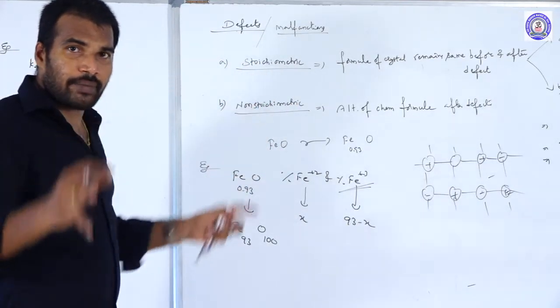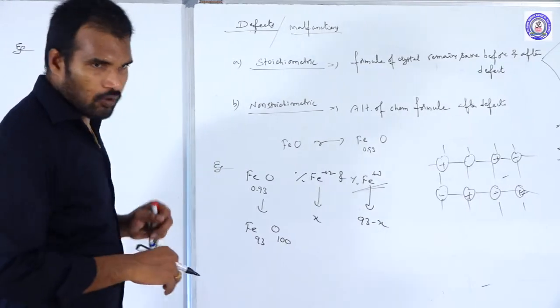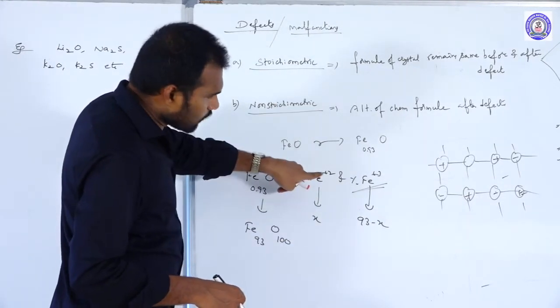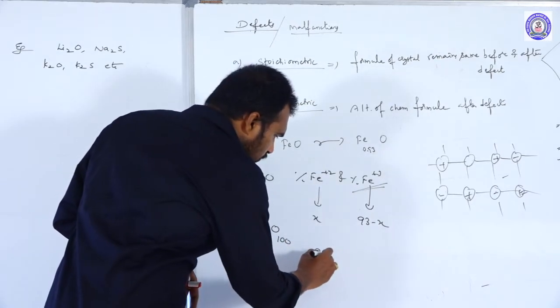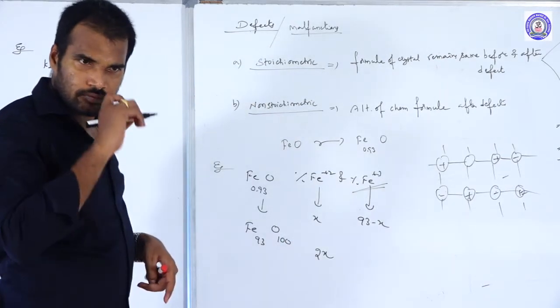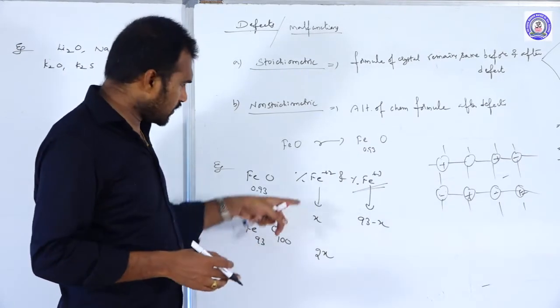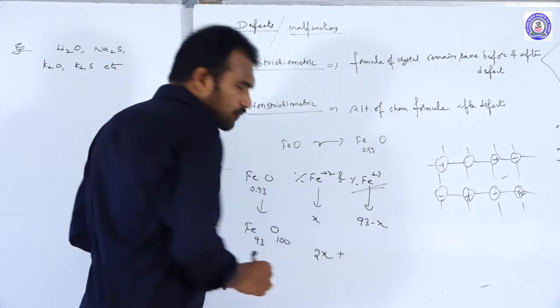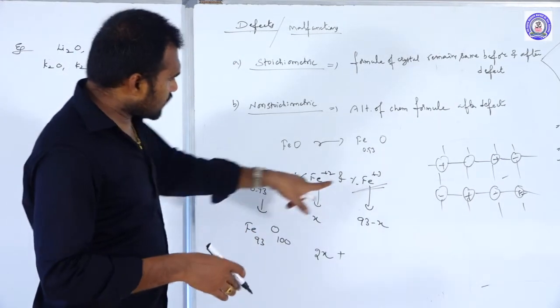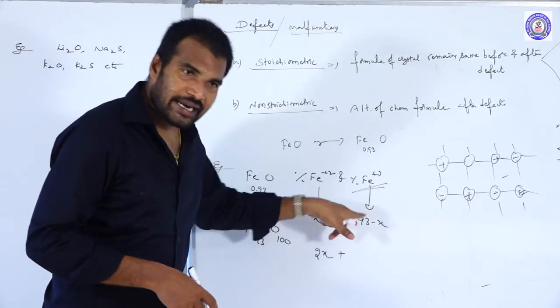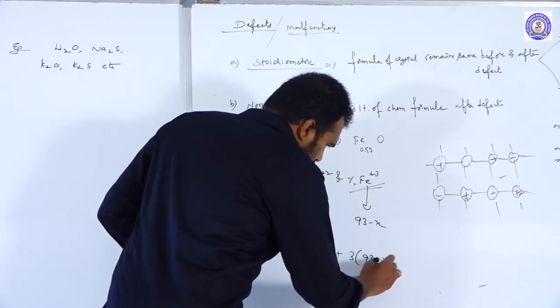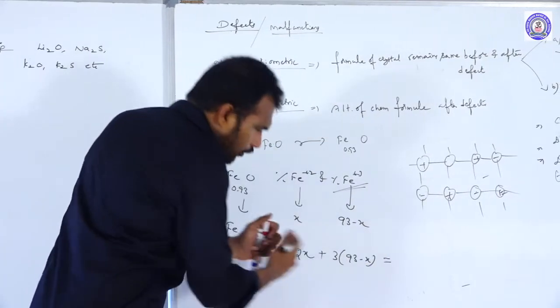Okay, so what is the total magnitude of positive charge? The number of ferrous ions is X, and the charge over it is plus 2, so 2 into X, 2X. Plus the ferric ions, with charge plus 3, into the number of atoms, 93 minus X. So 2X plus 3 into (93 minus X). This is the total magnitude of positive charge.